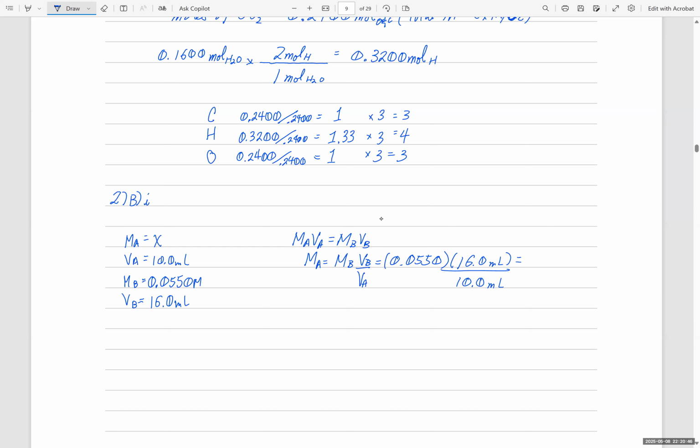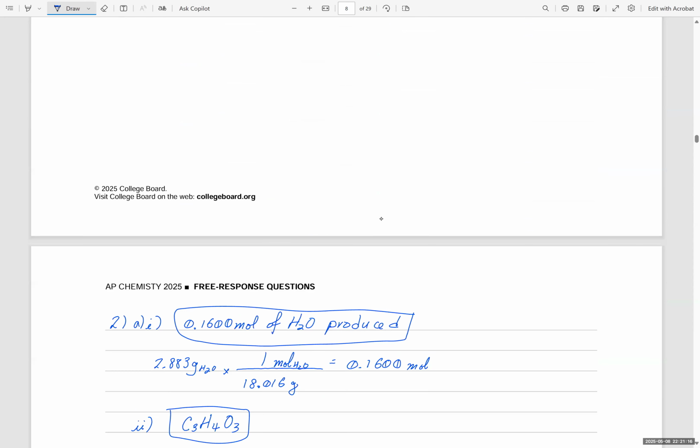Okay, and that brings up 0.0880 molar. So I'm going to write over here: concentration of the HAsc is equal to 0.0880 molar with a box around it, and we are done. Let's go to B-II.